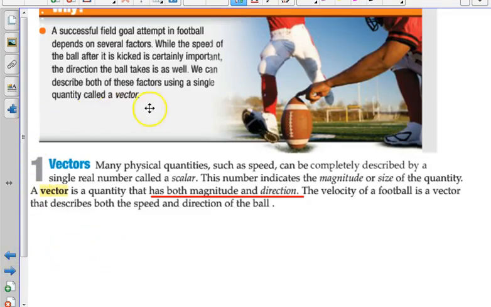So this is about kicking a football. It just says that you can draw a vector because when you kick the football, it's going to have both a magnitude, how fast it's traveling, plus a direction, right? Some kind of angle with the ground. Many physical quantities, such as speed, can be completely described by a single number called a scalar, okay? This indicates magnitude only. A vector has both magnitude and direction. So if we talk about the velocity of the ball only, that would be a scalar. But if we say at a such and such degree angle with the ground, then it's a vector.